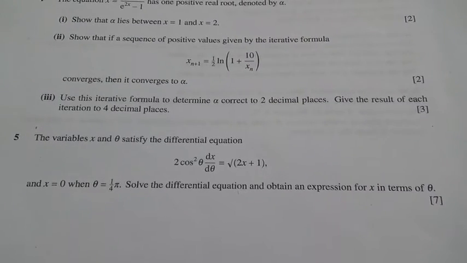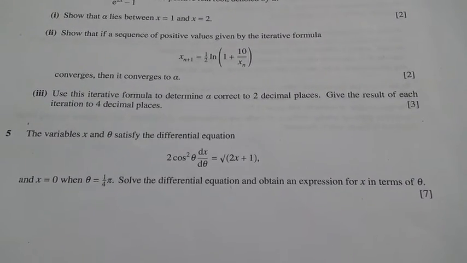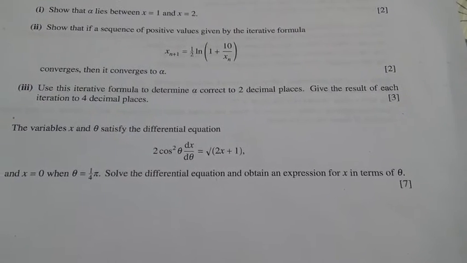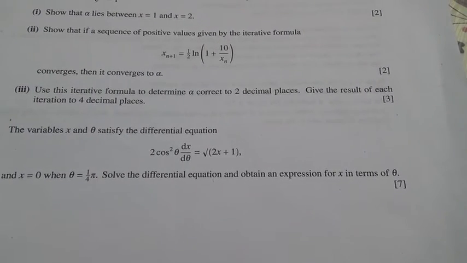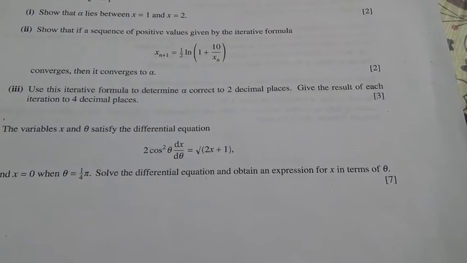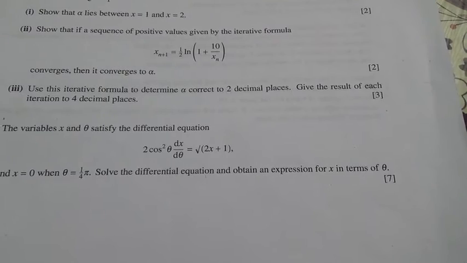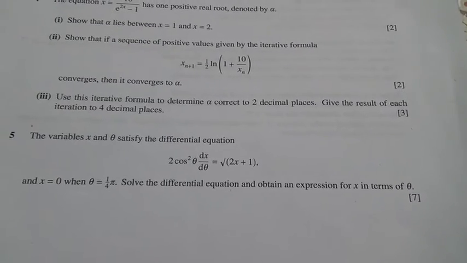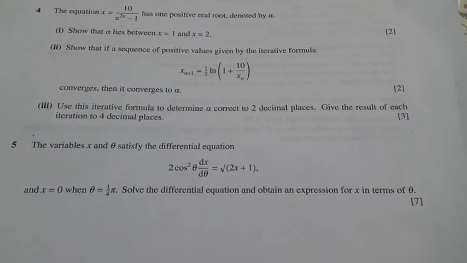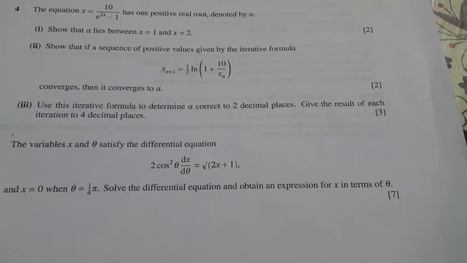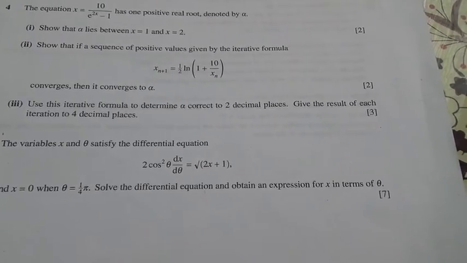Question number 5 taken from June 2014, HSC Advanced Level Maths, P3. The variables x and theta satisfy the differential equation 2 cos squared theta dx over d theta is equal to root of 2x plus 1, and x is equal to 0 when theta is equal to quarter pi. Solve the differential equation and obtain an expression for x in terms of theta.